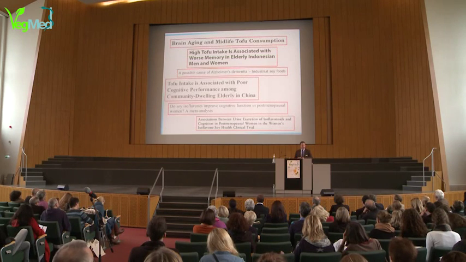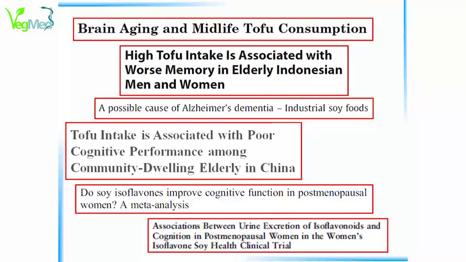Cognitive function, this is a very controversial area. If you're familiar with this literature, you know that several epidemiologic studies have actually found that higher soy intake was associated with a worse cognitive function, an impairment in cognitive function. Now, not all studies have found that association, and the studies that have found a negative association had several design weaknesses.